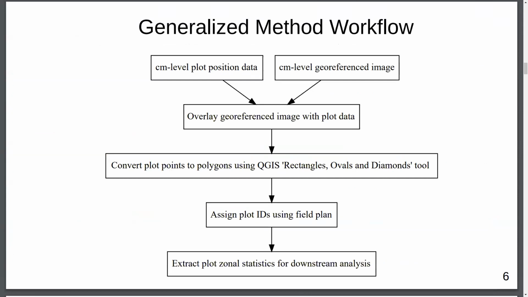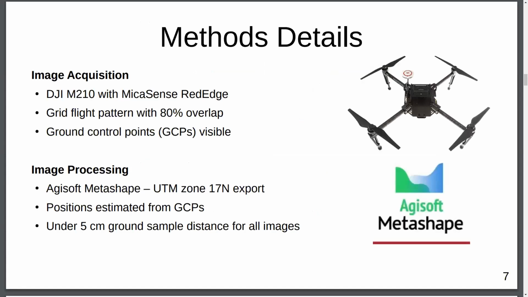Then we can convert our plot points out of our precision equipment to polygons using the QGIS rectangles, ovals, and diamonds tool. We use QGIS for all of our GIS work. We can assign our plot IDs using a field plan, and there are a few ways to do this, which I'll describe a little bit later. And then from that point, we can extract our plot zonal statistics for downstream analysis, whatever that might be.